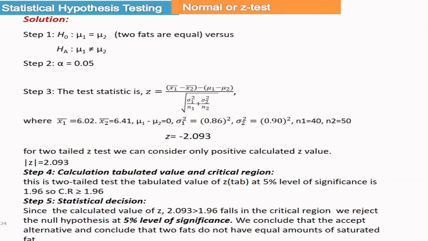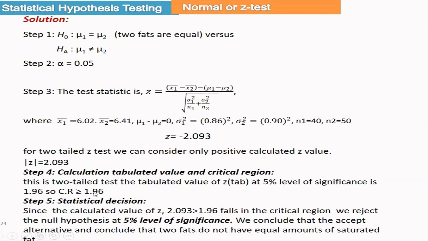When it falls in the critical region, we do not accept the null hypothesis. We reject the null hypothesis and accept the alternative hypothesis. That is, statistically the saturated fat of the two brands A and B is not equal. So you can say from the test statistic, at the 5% level of significance, the two brands do not have an equal amount of saturated fat. So this is the conventional method.